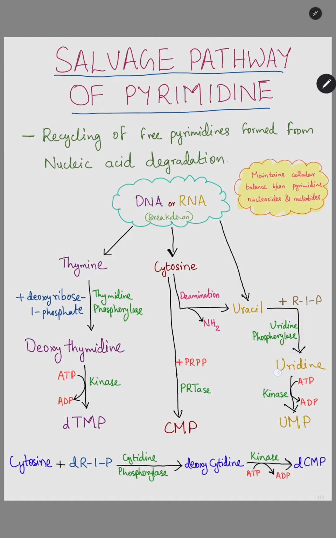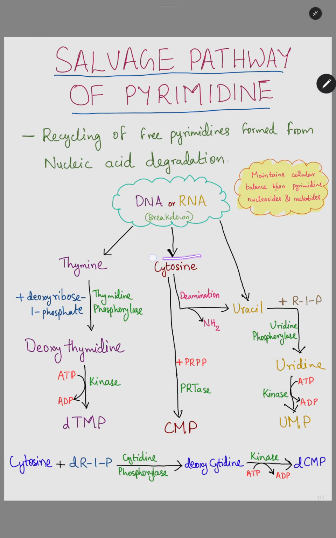Now this uridine in presence of kinase becomes UMP, and ATP becomes ADP in this reaction. It is similar to the previous reaction that we saw. No change, only the reactant and the product are different. ATP, ADP and kinase enzyme all are the same. So I hope that is clear.